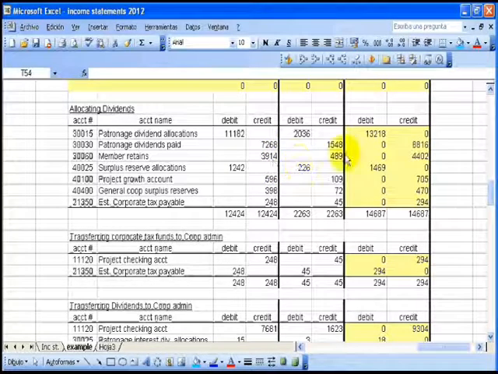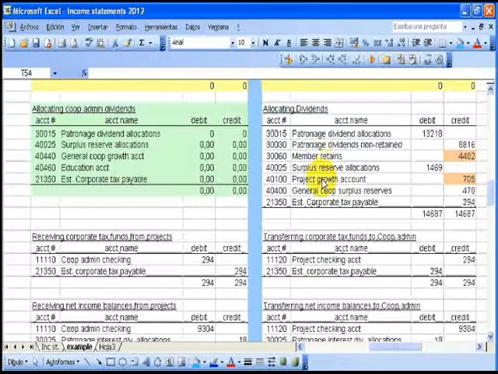Now if a member worked in the t-shirts, the retained portion of their income from the t-shirt project stays within the t-shirt project. So those projects have access to the retained portion of the members who worked in the projects. That's very important. And then the surplus reserves are divvied out to this project growth that will stay in the project, in the checking account of the project that it comes from. And the general co-op surplus goes to the general co-op administration, and these are your estimated taxes.